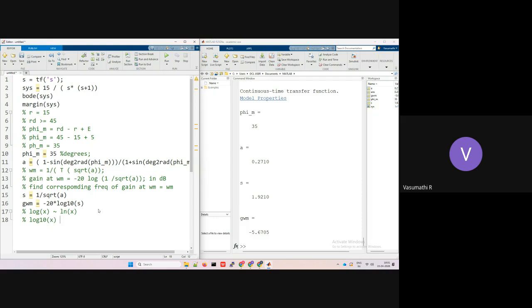Okay, good thing. I also didn't know this. It's actually log10 of x.